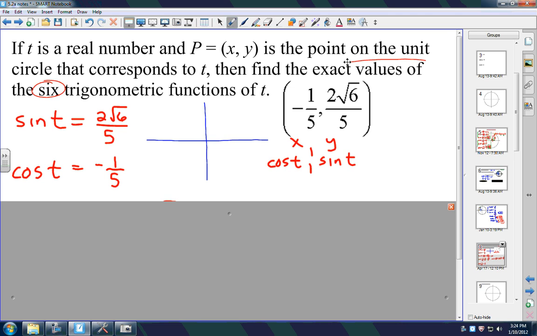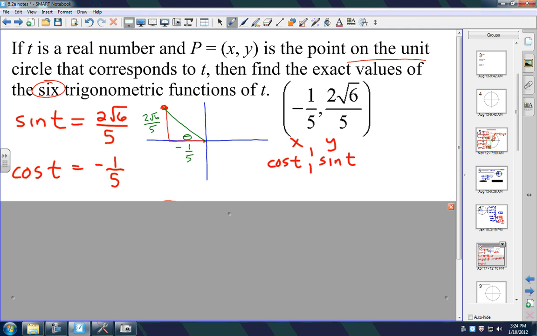I'm just going to do the point. So I'm going to go back -1/5, and then I'm going to go up some unknown number. Let's just put it right there. Hypotenuse always comes back to the origin like this. Here's your little theta. Here's -1/5. Here's 2 square roots of 6 over 5.